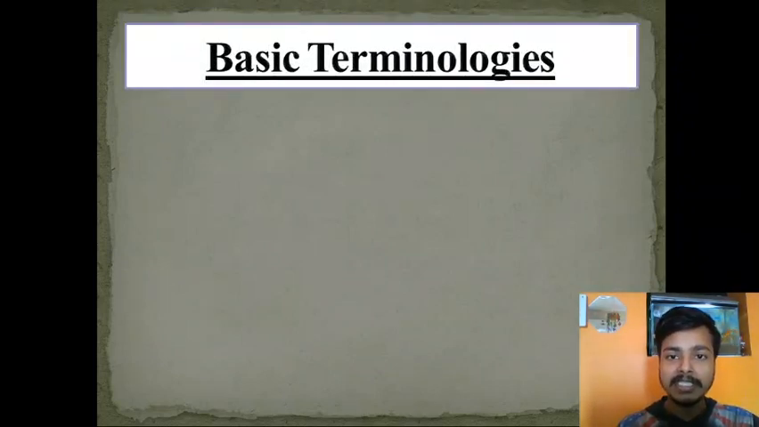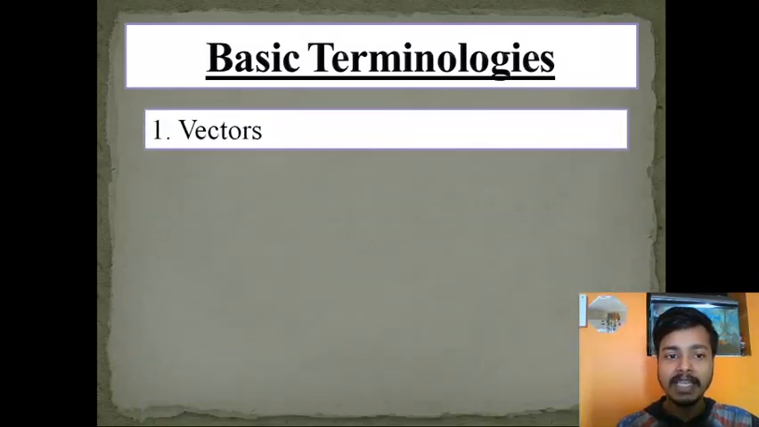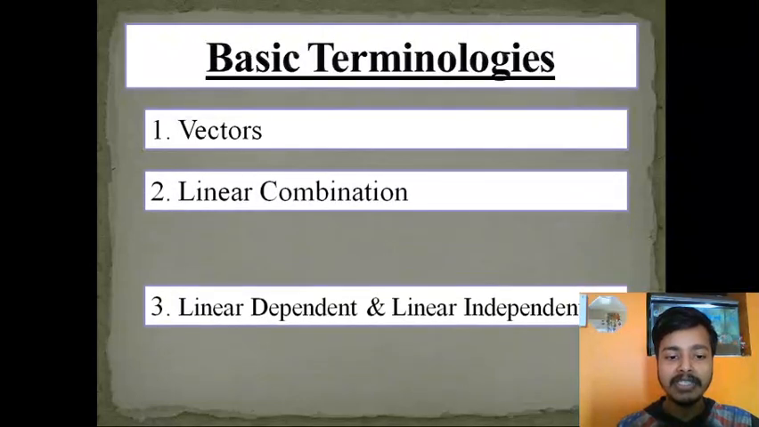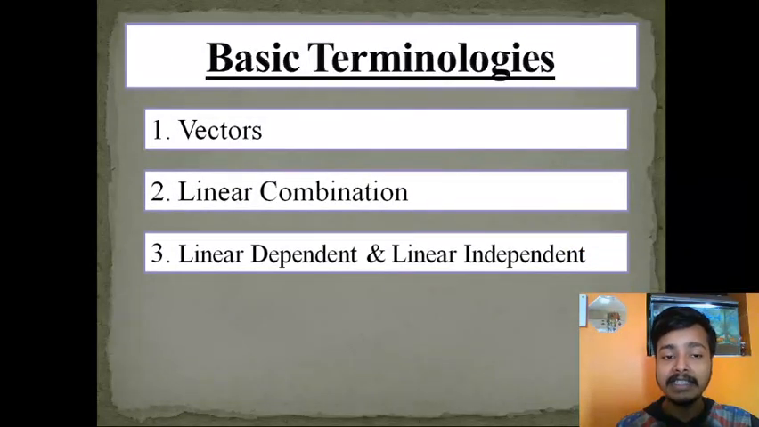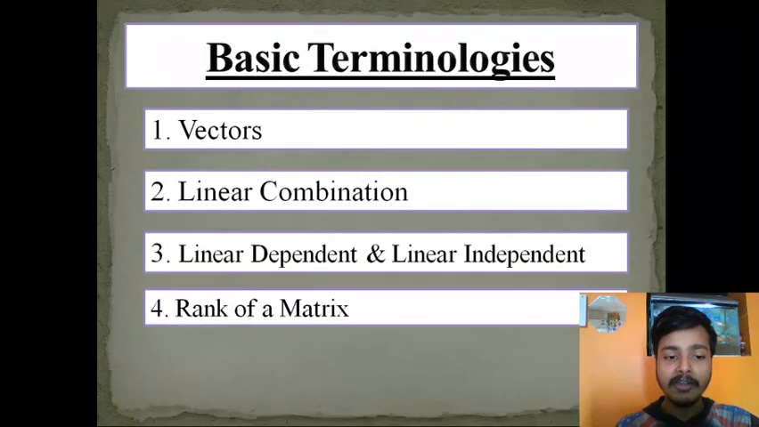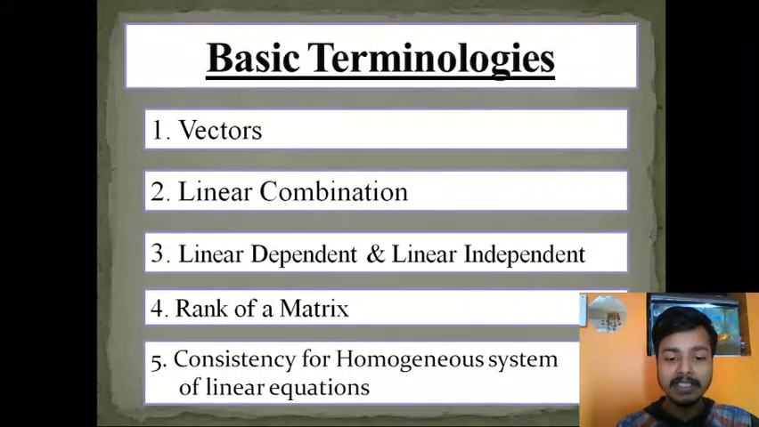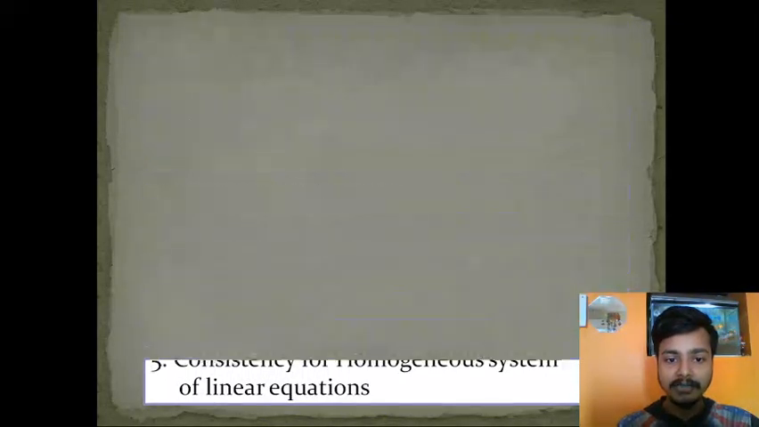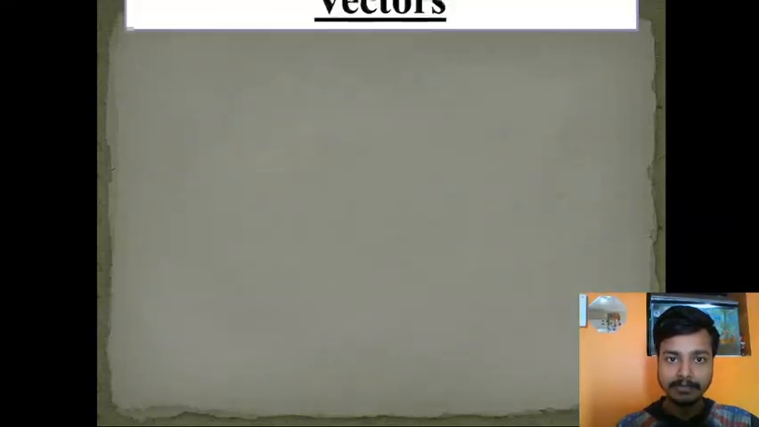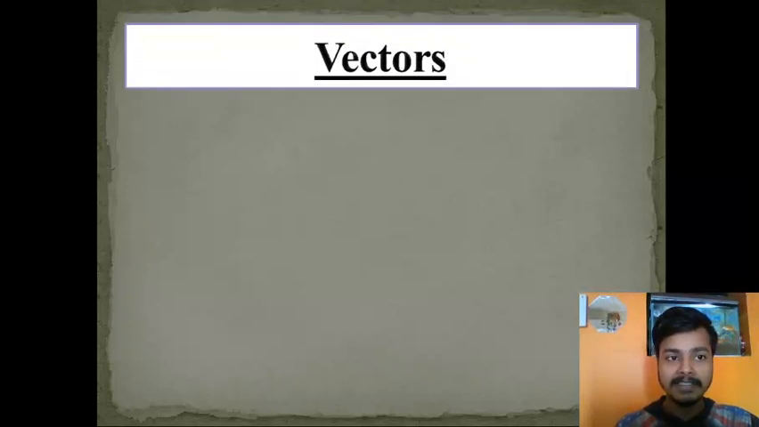A few terminologies will be the same as in the previous video, like vectors, linear combination, linearly dependent and linearly independent vectors. Now the new things are rank of a matrix and consistency for a homogeneous system of linear equations. Now, what is a vector? We have already seen these three definitions, so it is just a revision of class.